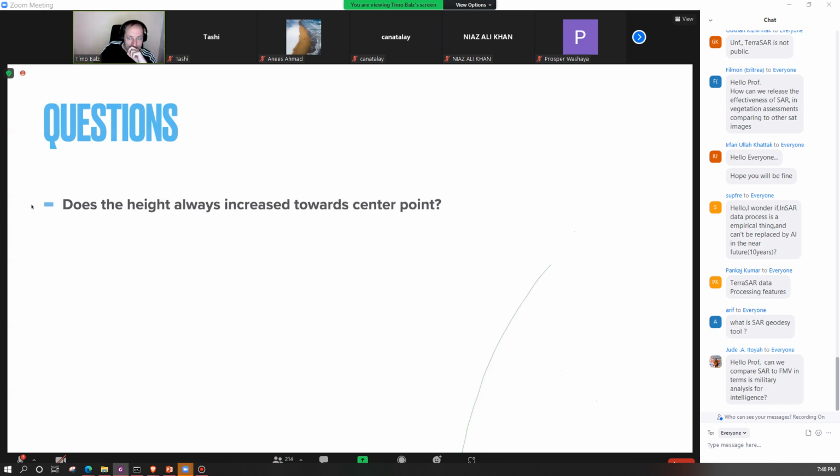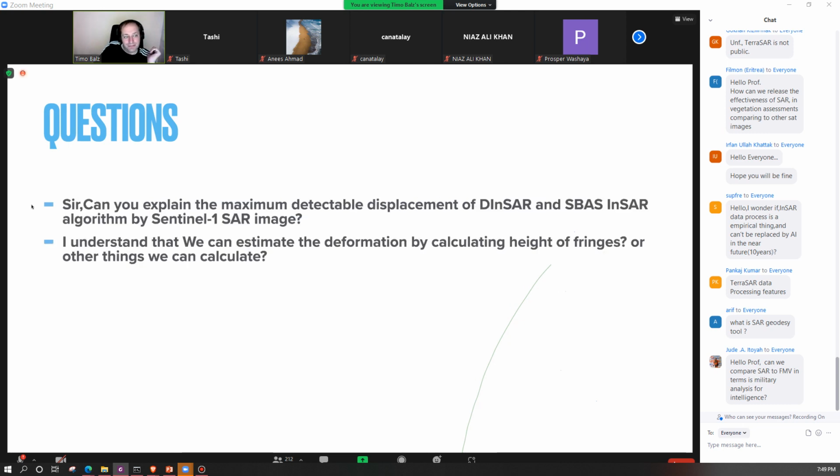Does the height always increase towards the center point? In all honesty, I don't understand the question. I have to say, I don't understand it at all. So does the height always increase towards the center point? Well, with always, I would say probably no. Okay, can you explain the maximum displacement with InSAR, and if we can calculate the height of fringes, other things we can calculate. So, good.